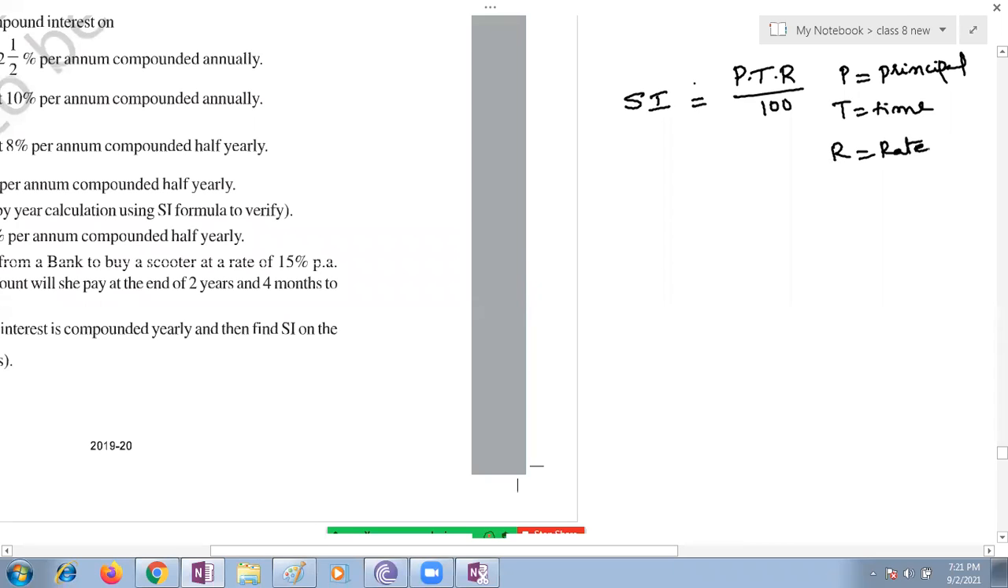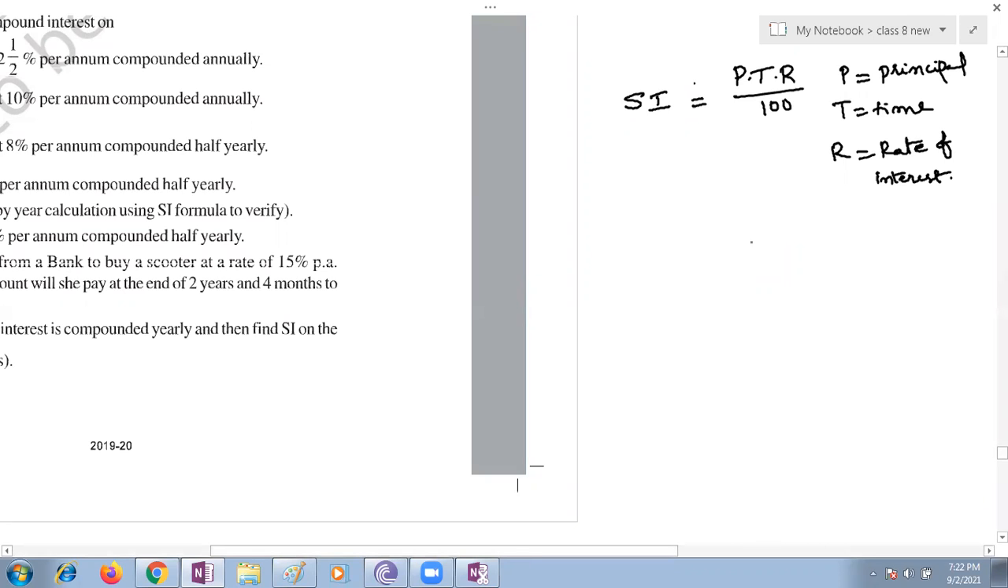The same way, what is the difference between simple interest and compound interest? Anyone from the class? Simple interest we can calculate for 4 years together. But if you want to do compound interest, you have to calculate each year again, 4 times, each year once. Okay, is it right? Yes, correct.